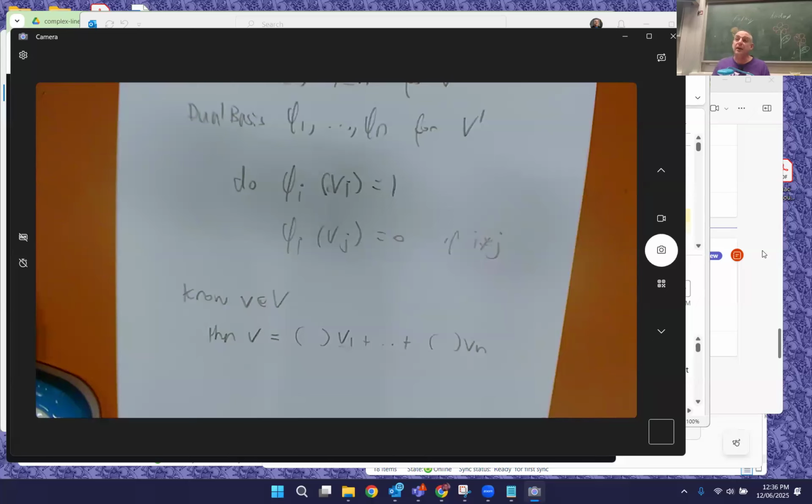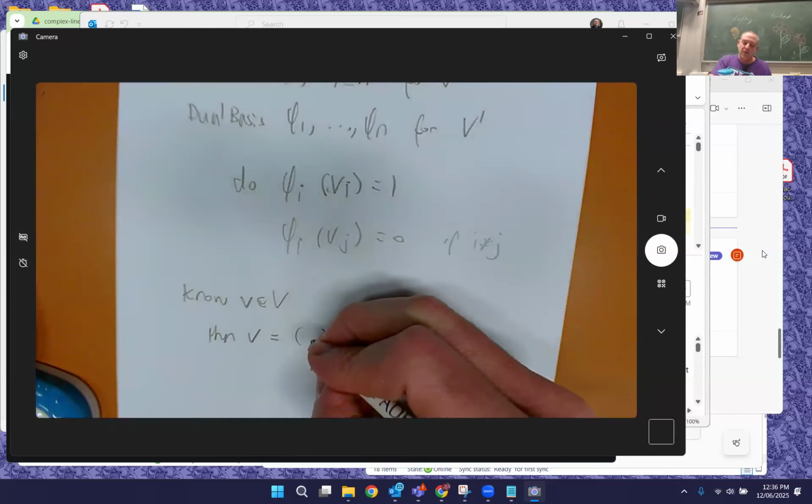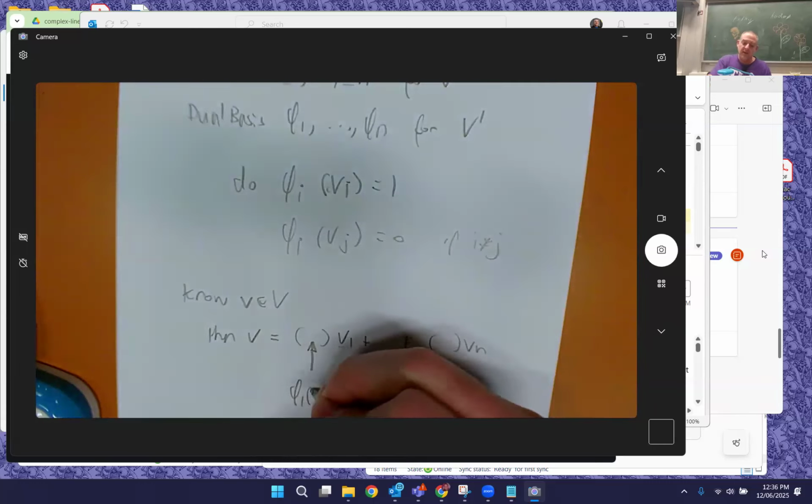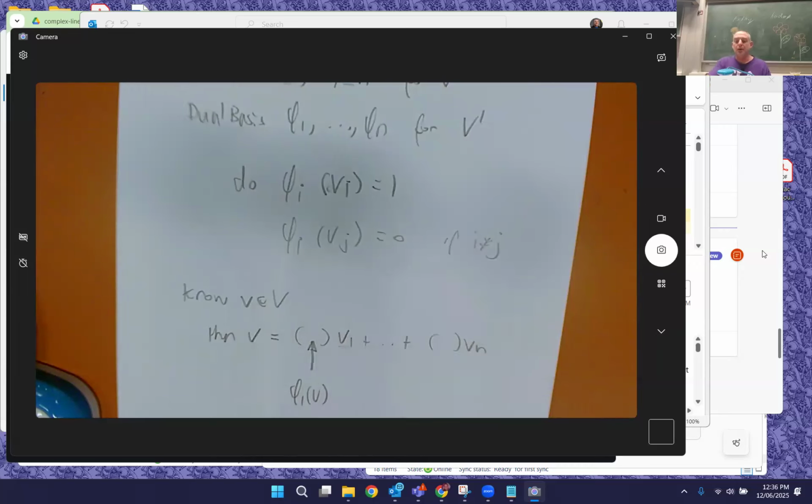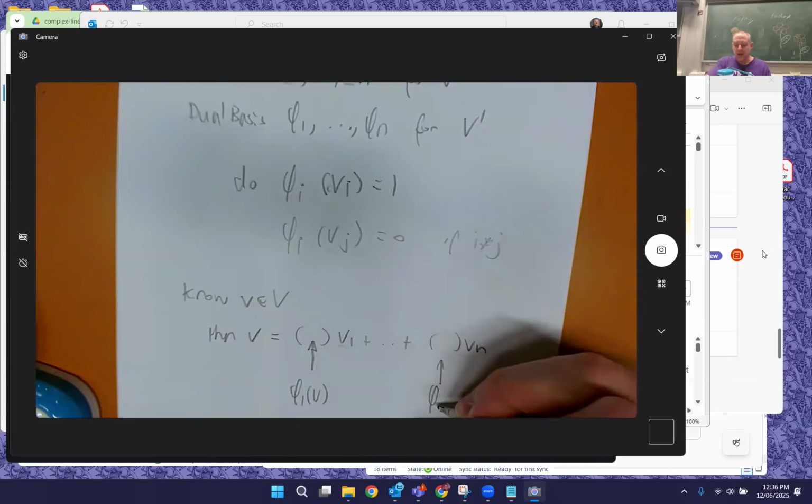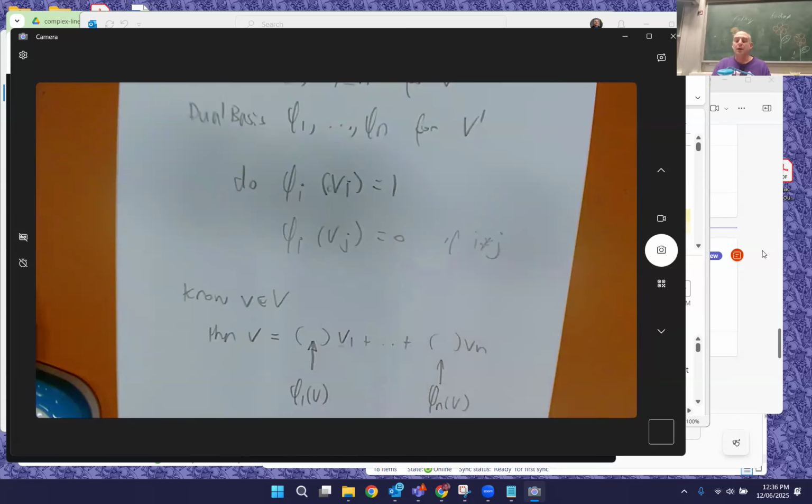And the magic trick is that if you set up your dual basis in this way, then the correct coefficient in this spot is phi 1 of v, all the way up to the correct coefficient in this spot, which is phi n of v. So what phi 1 does as a linear functional is it tells you the coefficient of v1, and phi 2 tells you the coefficient of v2, when you write it according to this basis.